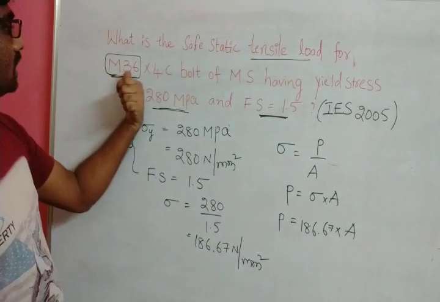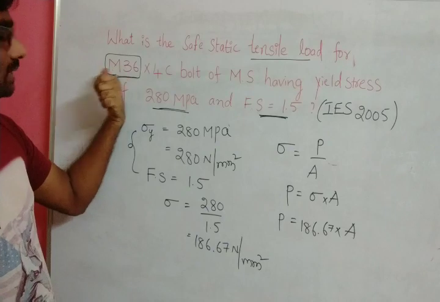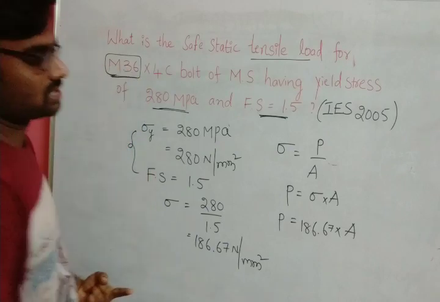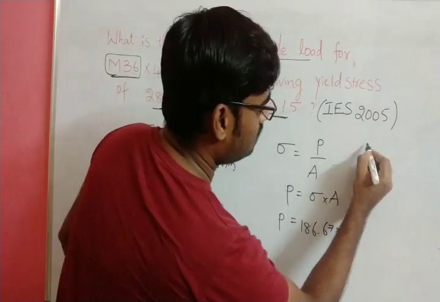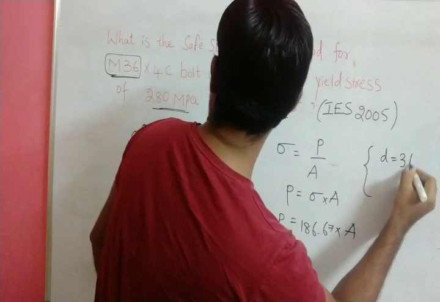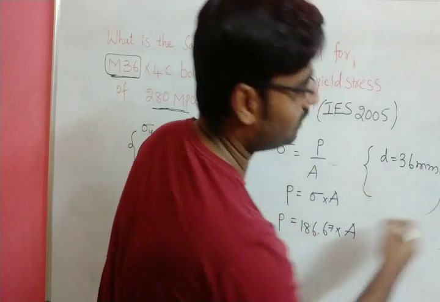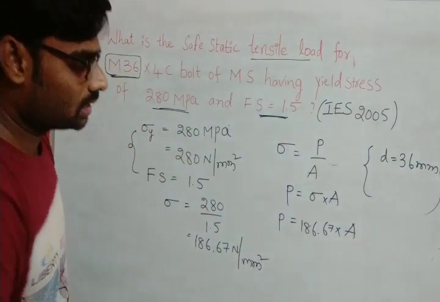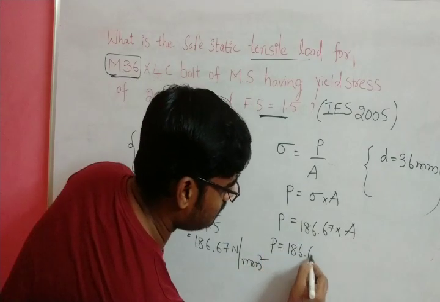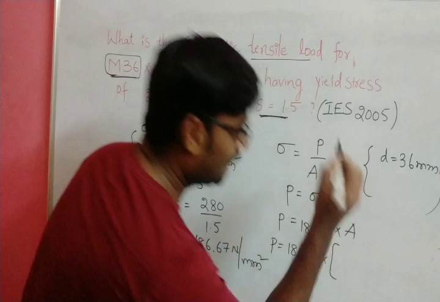Okay, so M36 means M is metric, this is the designation of the bolt. 36 is the diameter, so d equal to 36 mm. Then P equal to 186.67. What is the area formula?